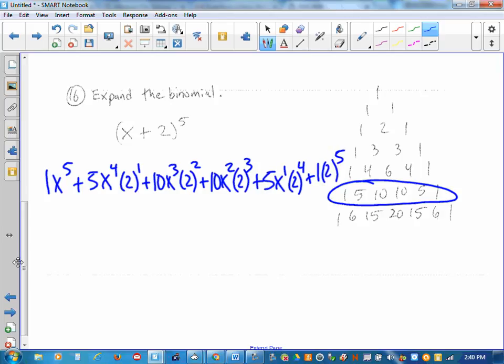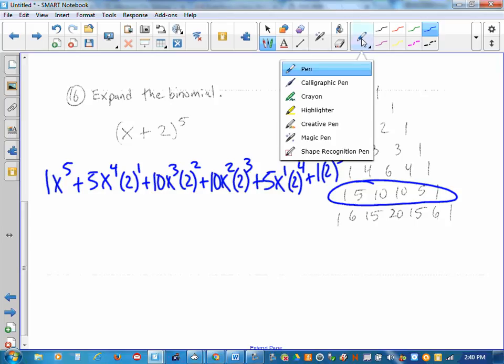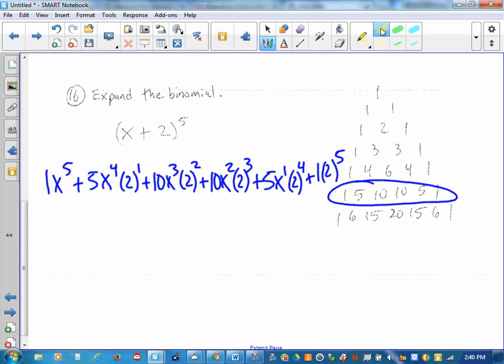So does this meet all the criteria? Did I use all the coefficients? Let me go to the yellow highlighter: 1, 5, 10, 10, 5, 1. I've used all the coefficients. Do the x's go down in power? 5, 4, 3, 2, 1, no x. Do the 2's come up in power? No 2, first, second, third, fourth, fifth.